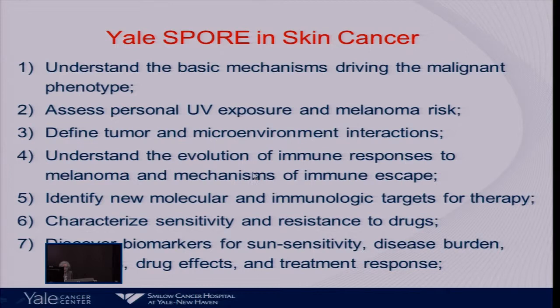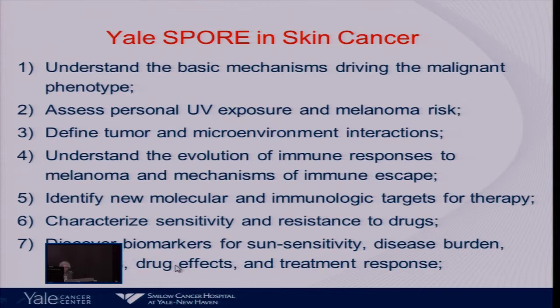The PD-1 and the anti-CTLA-4 antibodies are all really targeting the environment in which the tumor grows. As Mario already mentioned, we want to identify new molecular and immunological targets for therapy. Once the melanoma is there, and once you are getting treatment, we want to know why, in some cases, the cells just disappear and go away, and in some cases, they remain and come back. So we want to understand the sensitivity and the resistance to drug and the treatment. At the same time, we also want to discover biomarkers, biomarkers for sun sensitivity, for disease burden, prognosis, and so on.